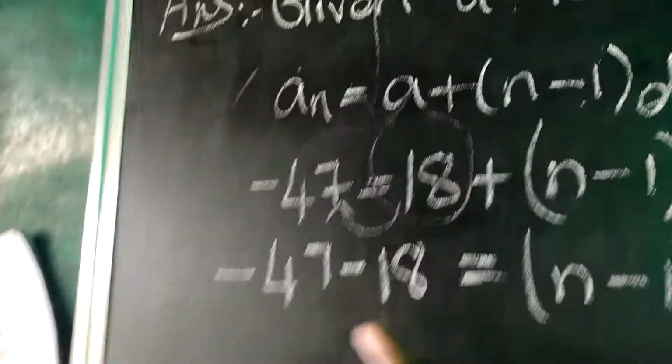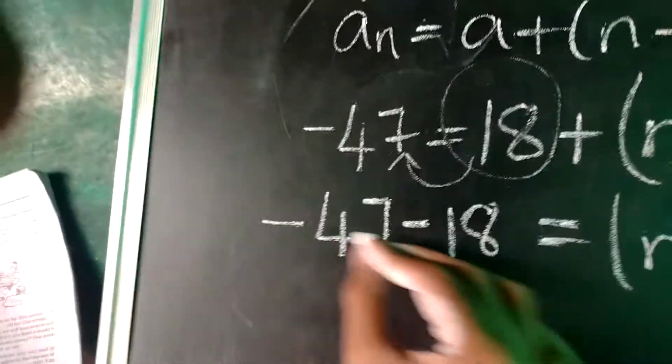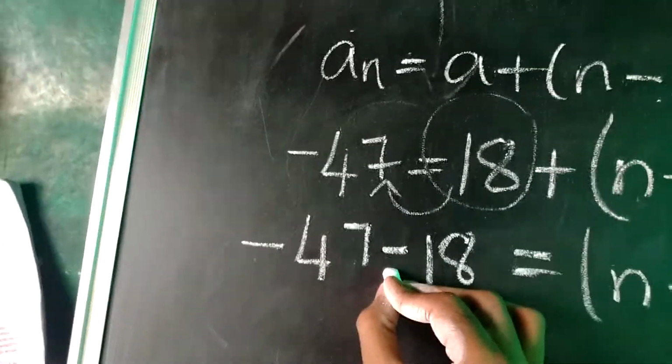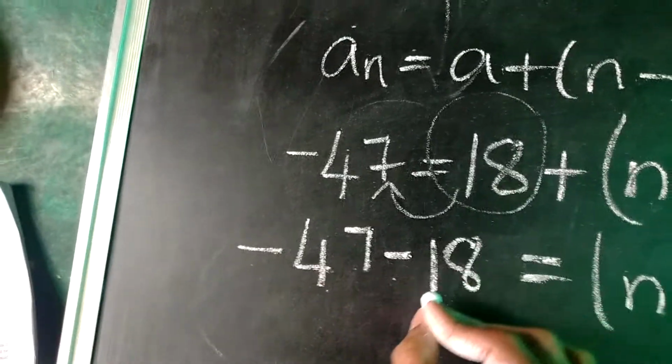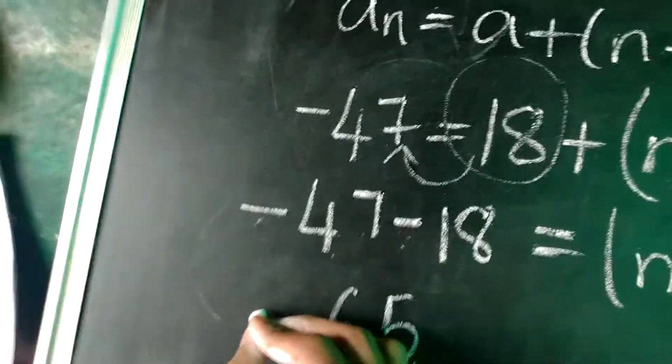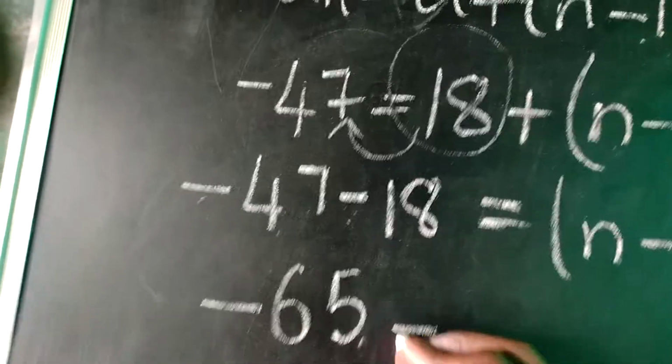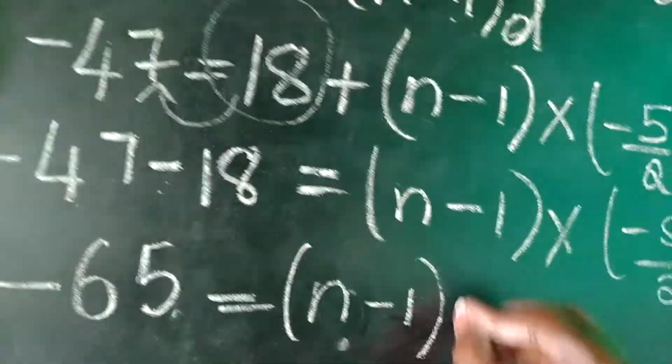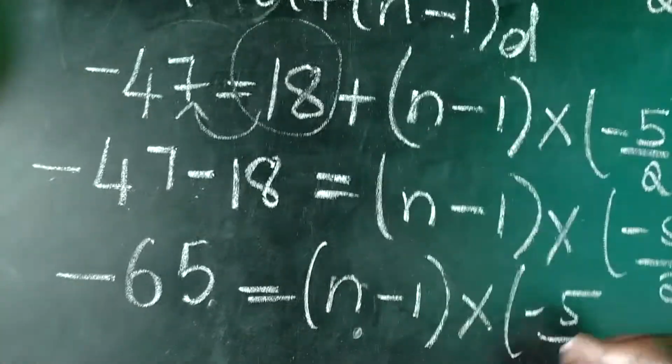Now what is this, minus 47 minus 18? Since the signs are the same, minus and minus, we need to add. When we add 47 and 18, we will be getting 65. Since we are having a minus sign, retain that minus sign as it is, equals n minus 1 into minus 5 by 2.